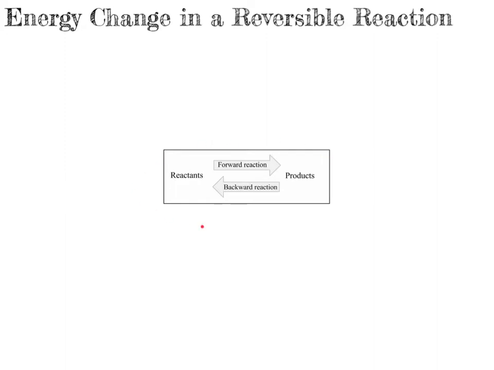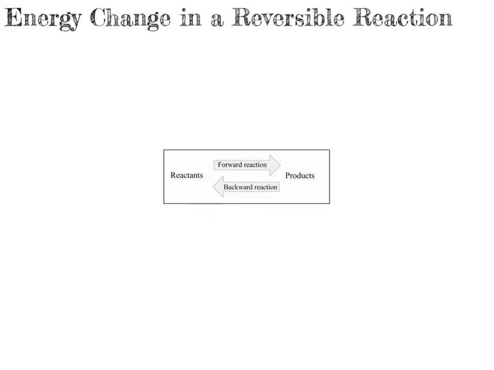So here we've got a standard reversible reaction. We've got some reactants that we're starting with, some products that we are making, and usually the reaction would go in the forwards direction only. But because this is a reversible reaction, this reaction can also go backwards. So the reactants turn into products as usual, but the products can also turn into reactants as well.